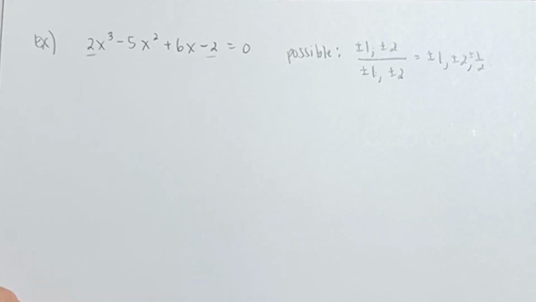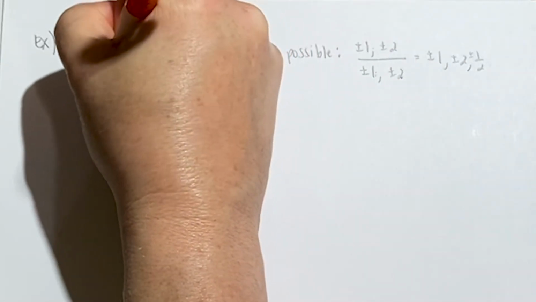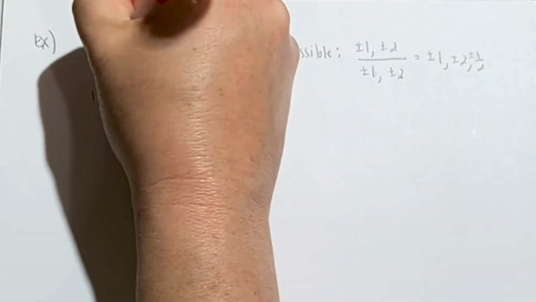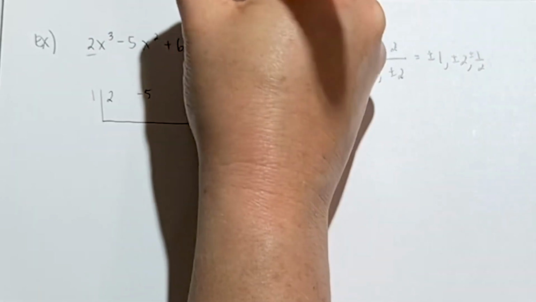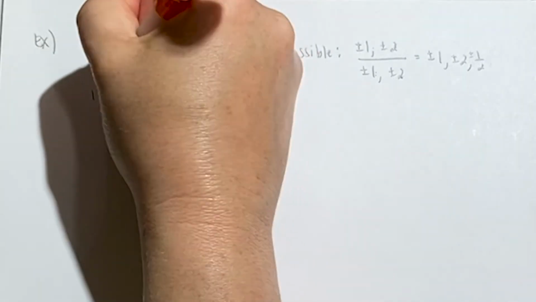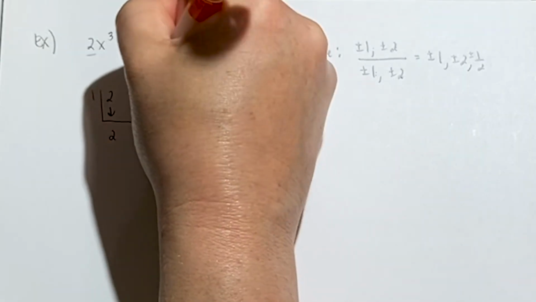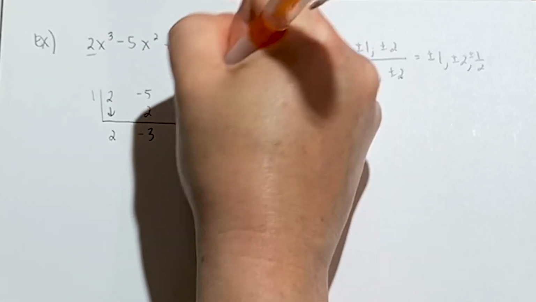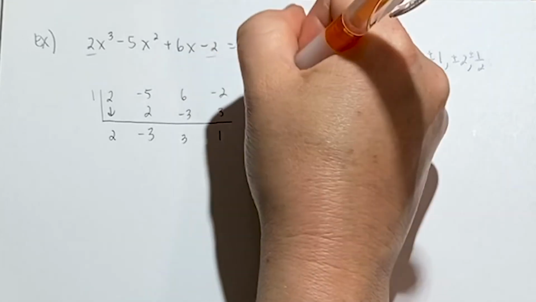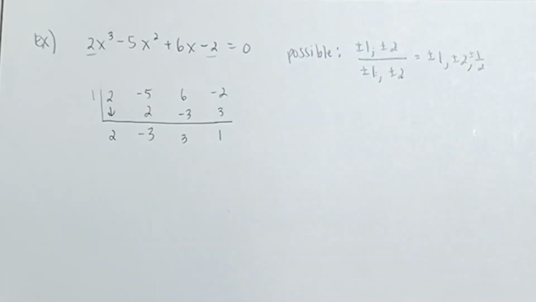All right, so I just like to start at the beginning. I'm going to start with +1. So I'm going to put 1 in here, and then I'm going to make my coefficient row 2, -5, 6, -2. All right, bring down, multiply, add, multiply, add, multiply, add. Does not give me a 0 remainder, so this one is not a root.